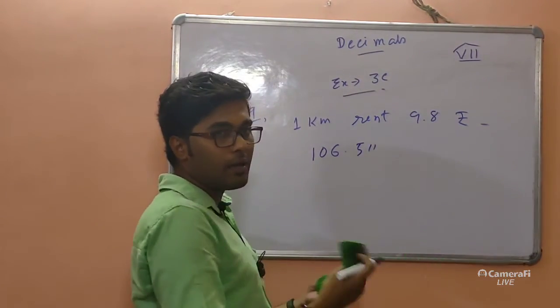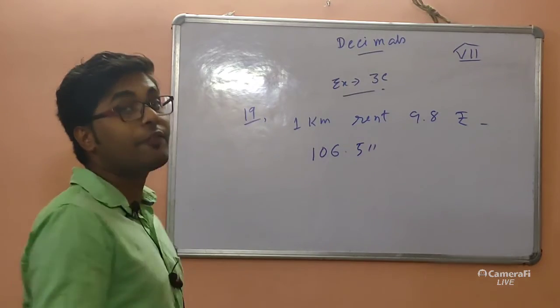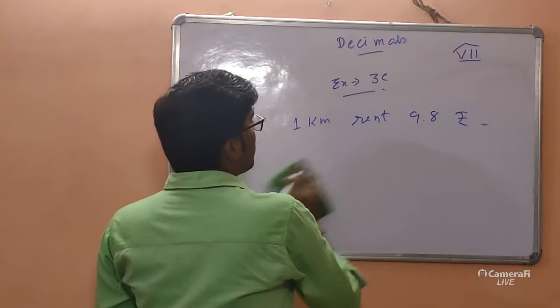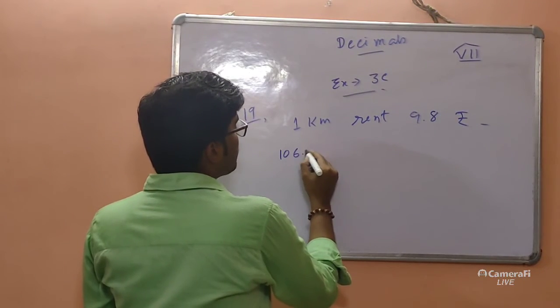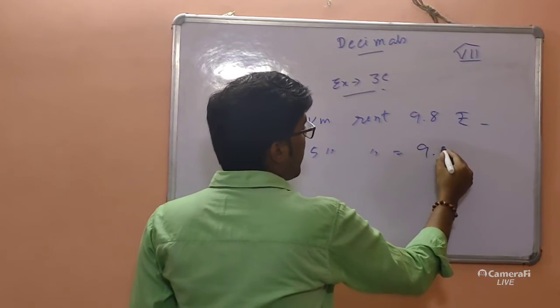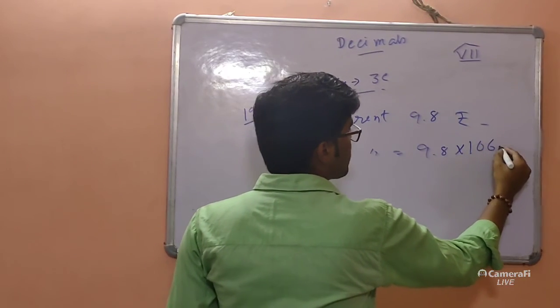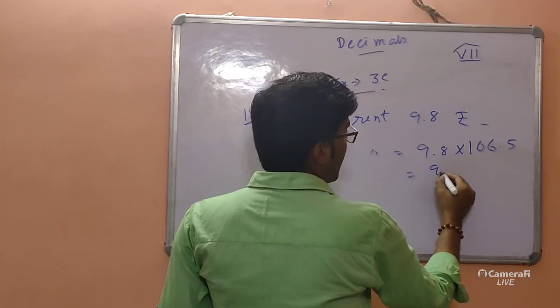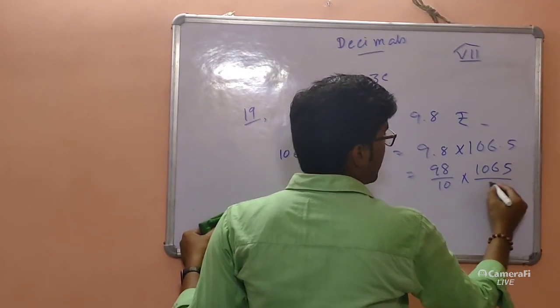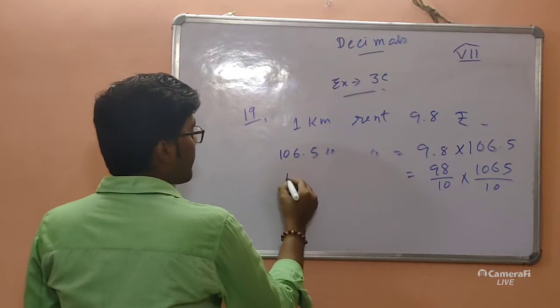Or fare you can write, since it's a taxi, so taxi fare. So rent also you can write. So 106.5 kilometers rent will be what? Multiply. So 9.8 into 106.5. So it will be 98 by 10 into 1065 divided by 10. Now multiply.